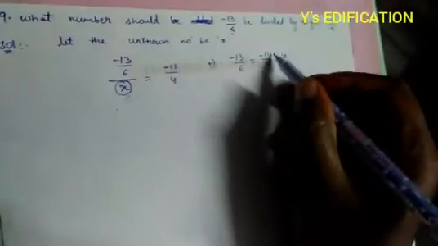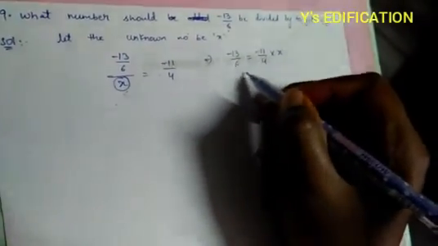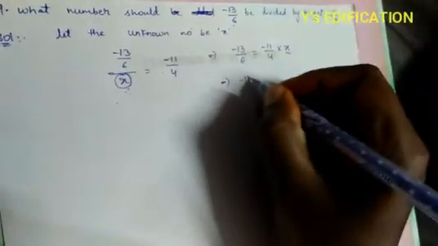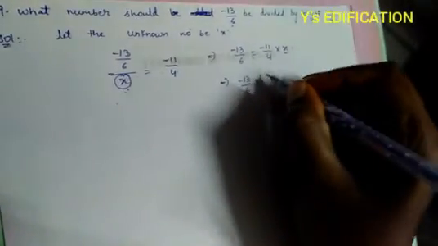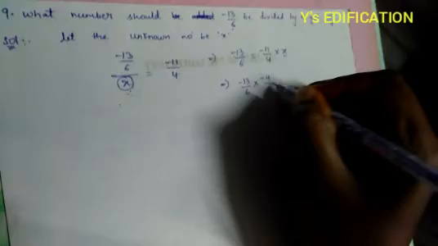Now I am going to shift this number to the LHS. Why? Because I only need the x value. I mean, I am going to interchange these two numbers. So -13/6 into -4/11 is equal to x.